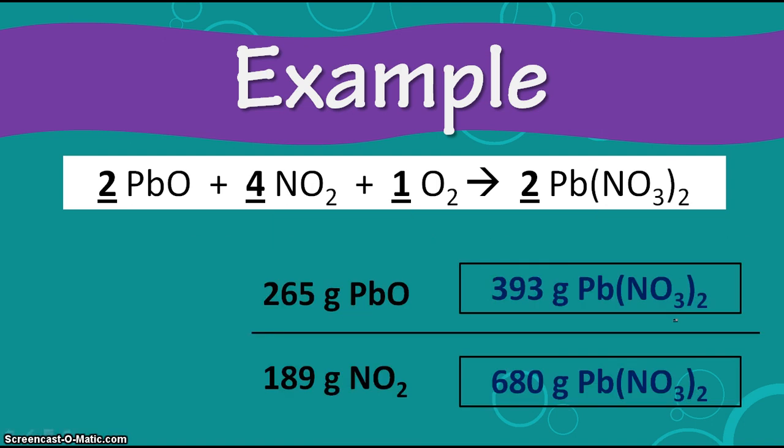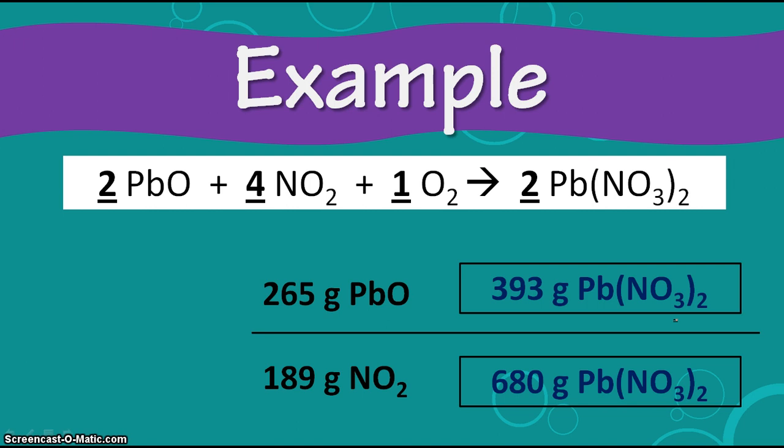Starting with 265 grams of PbO, that will produce 393 grams of lead 2 nitrate. However, starting with 189 grams of NO2 would produce 680 grams of lead 2 nitrate. So now we've got to look at these values and analyze them to determine which is the limiting reactant. Just like the hot dogs, we had an option of making 8 hot dogs or 10 hot dogs given each individual reactant. And of course, the smaller number, in this case the 8, was the most we could make given the limitations of the buns.